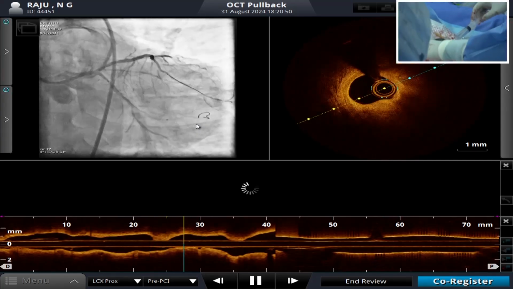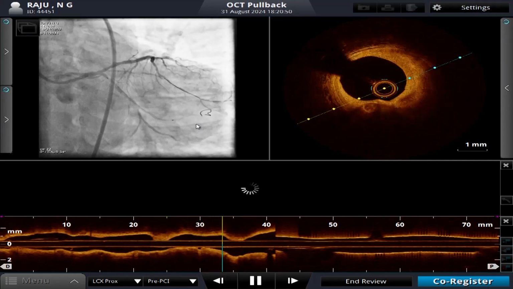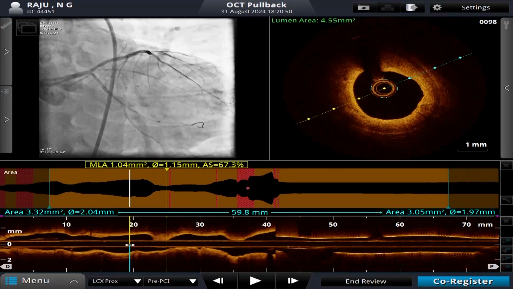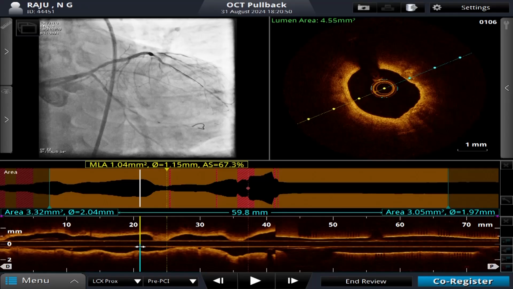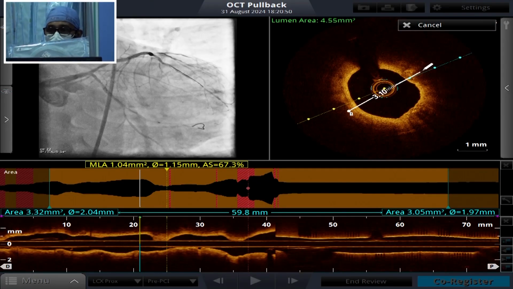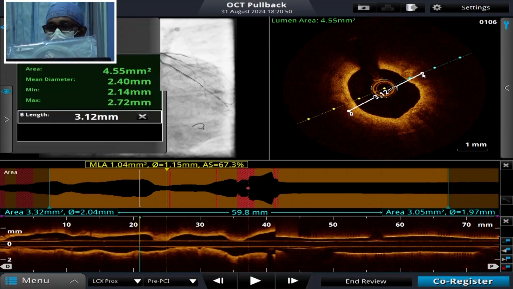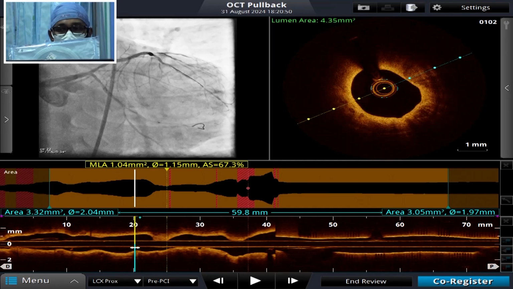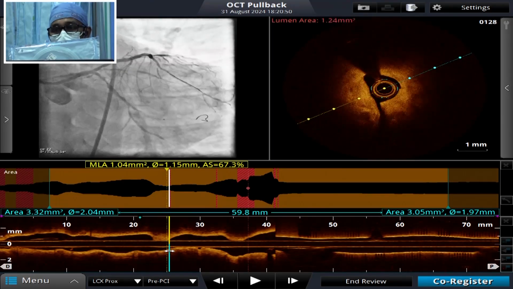We'll take out the OCT catheter, pull back the circumflex wire, and give a balloon for the circumflex. That would be a reasonable landing zone there. The vessel size is almost 3. So we'll take a 3 balloon for pre-dilatation of the circumflex. Arya, give a 3 balloon.